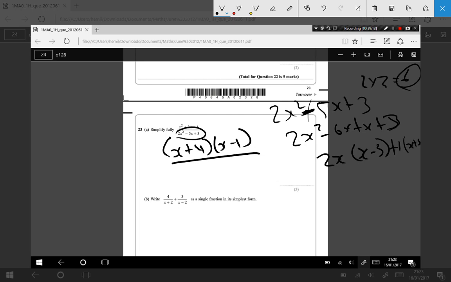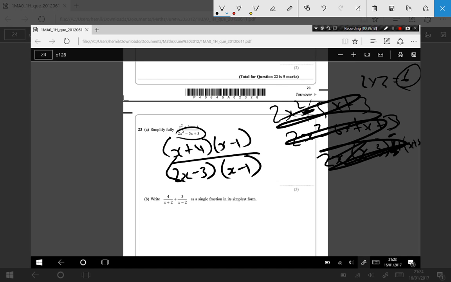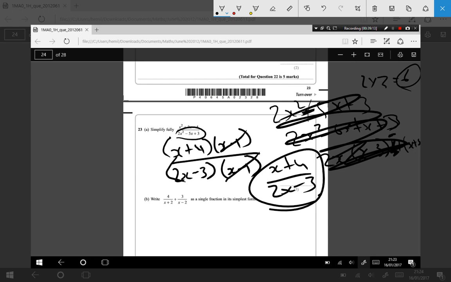So yeah, that's all you have to do, and you'll get x minus 1 over here, and 2x minus 3. If you do it properly, you'll understand how to do it. I'm sorry, this was minus, to be honest. This is minus. Yep, I mixed up the signs. Yep, it was my fault. That's all you have to do, essentially. You get this. Then these cancel, and it becomes x plus 4 over 2x minus 3. And that's all it is, simply.